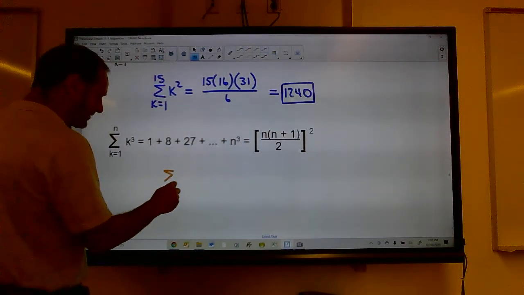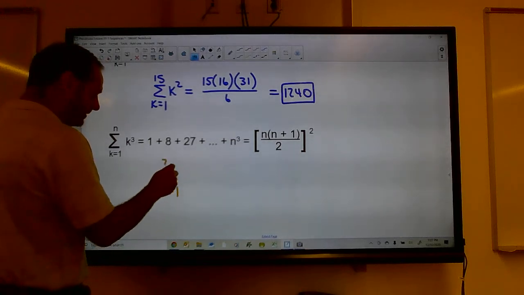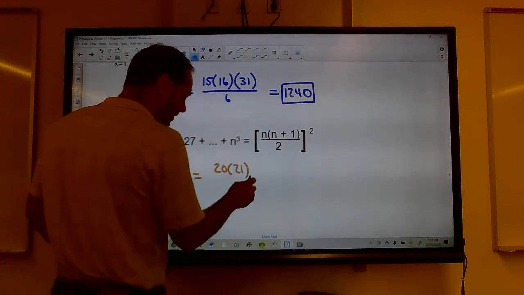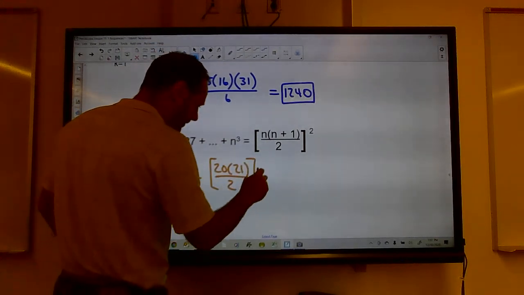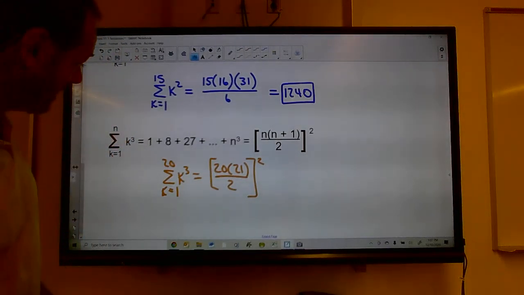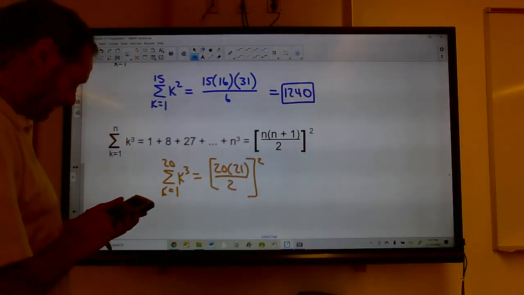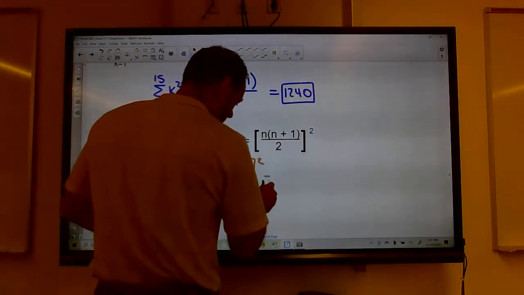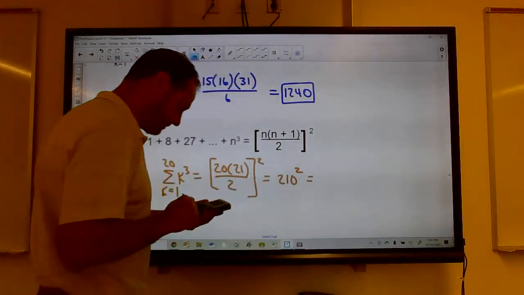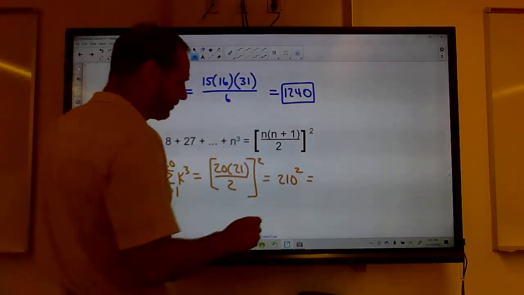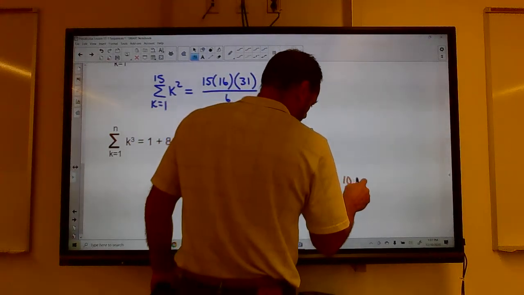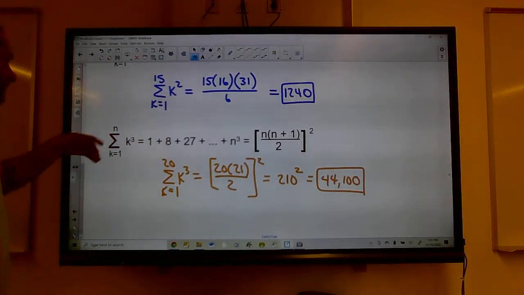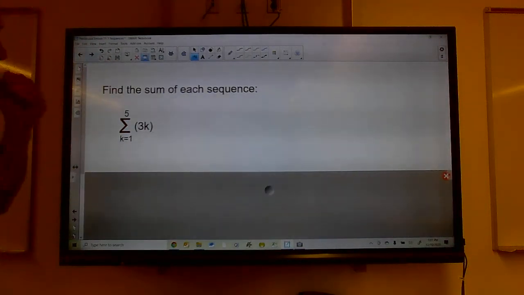I could do, say, the sum from k equals 1 to 20 of the k cubes. Well, that's going to be 20 times 21 divided by 2, squared. So that's 420 divided by 2 is 210, I think. Yeah, 210 squared. That's 44,100. And there's formulas for k to the 4th, k to the 5th, k to the 6th, but I don't do those on here, but they're on your formula sheet.